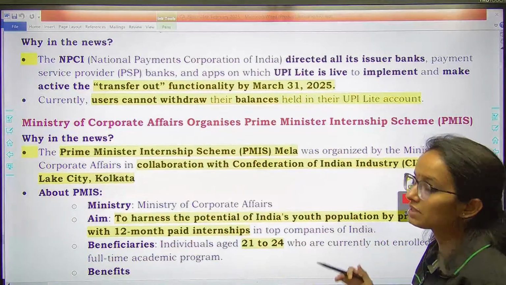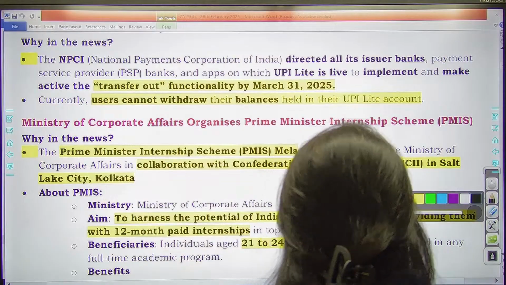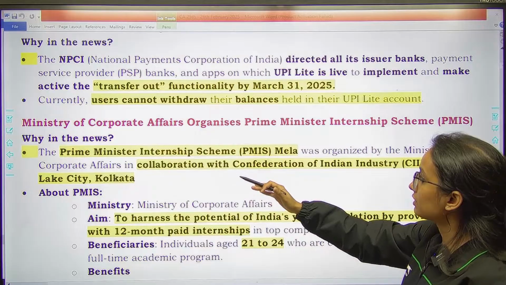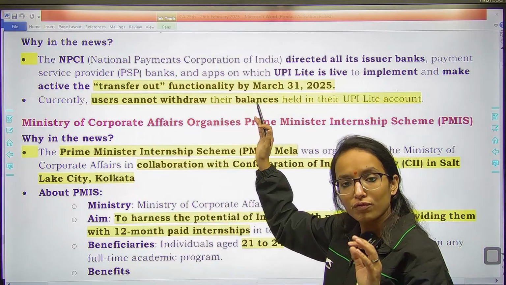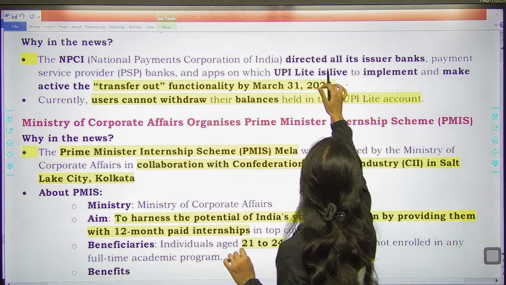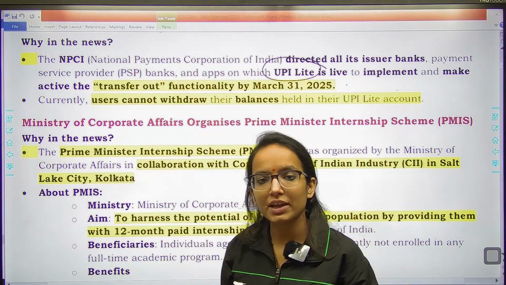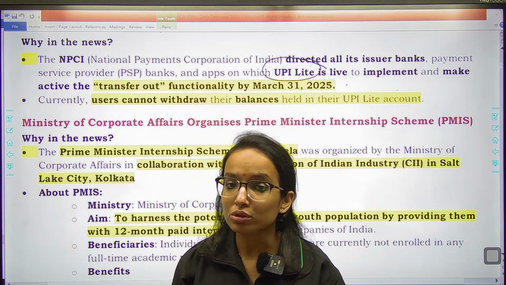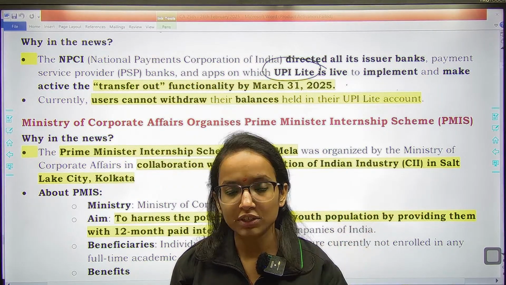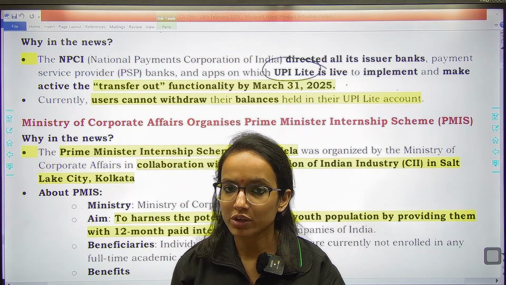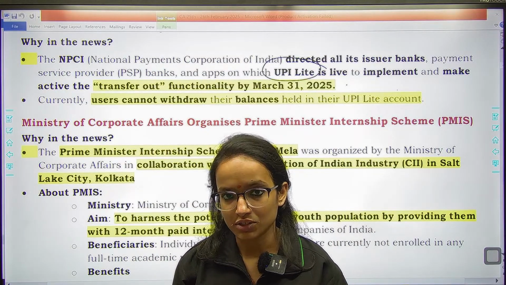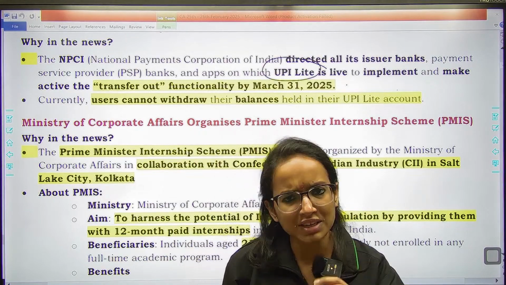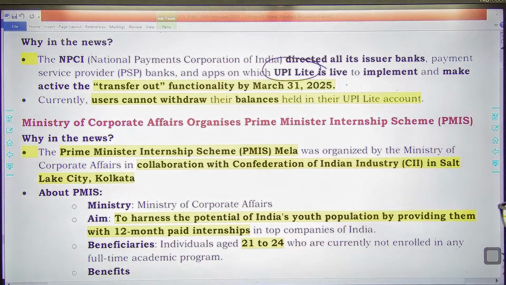Next one is NPCI. NPCI has directed all its issuer banks, payment service providers, banks, applications on whatever platform UPI Lite is there. UPI Lite, you all know. UPI Lite kya hai? Smaller amount transactions in a quick way, right? Also sometimes when network connectivity is not properly available there, you can use UPI Lite to do the transactions, right? So in UPI Lite a small amount of transaction you can do easily, quickly. Also when poor network is there.